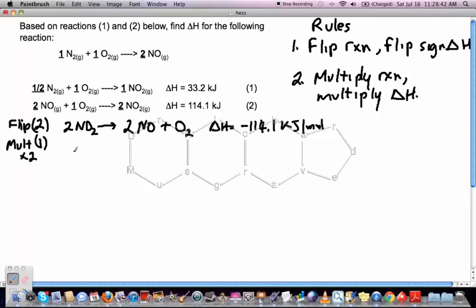So when I do that, I'm going to end up with N2 plus 2O2 gives 2NO2. And when I do that, I'm going to have to multiply the delta H by 2 as well. And that's going to become 66.4 kilojoules per mole.